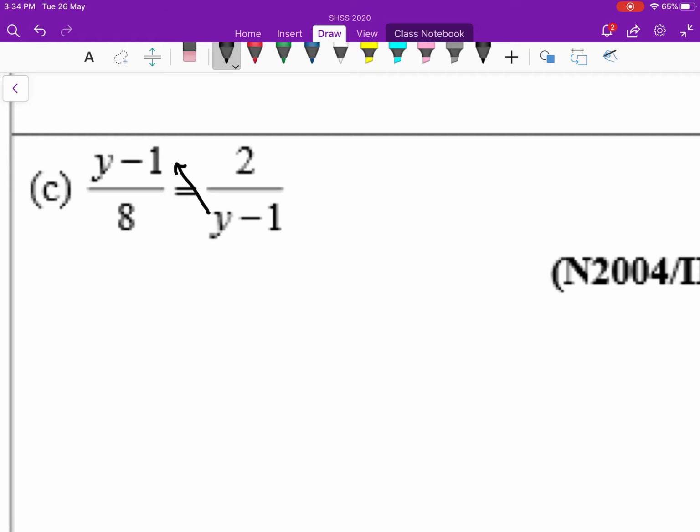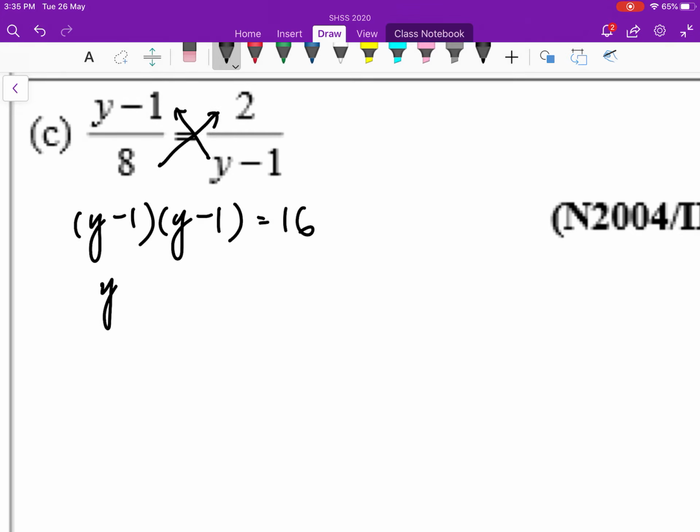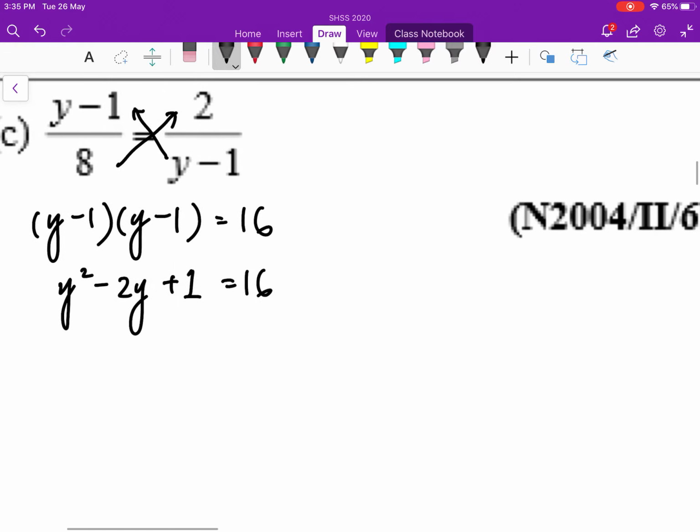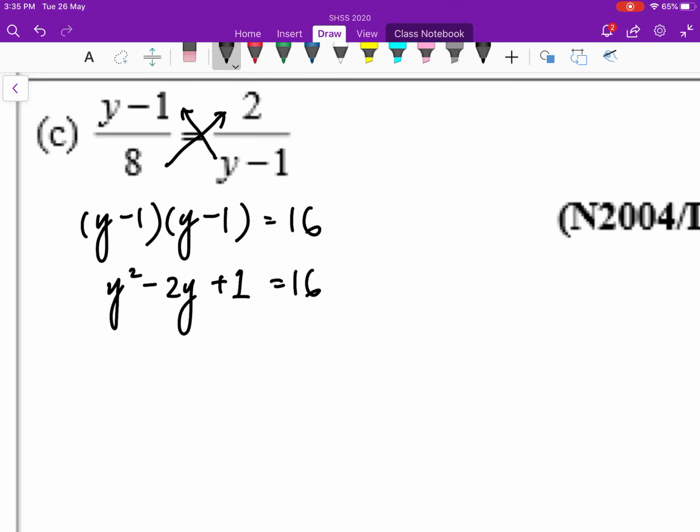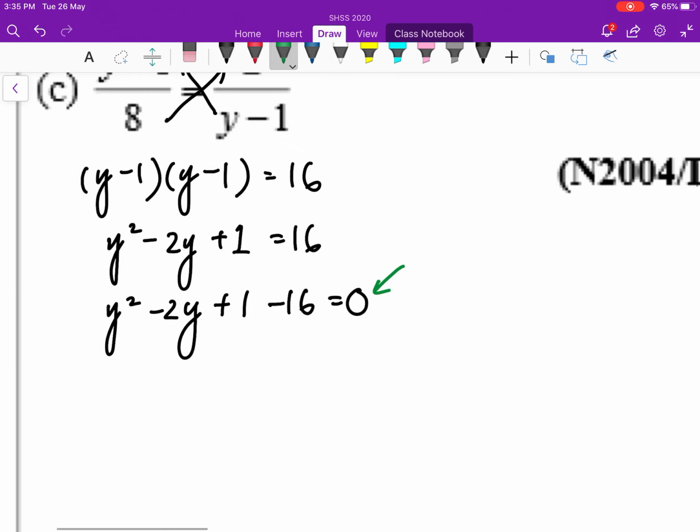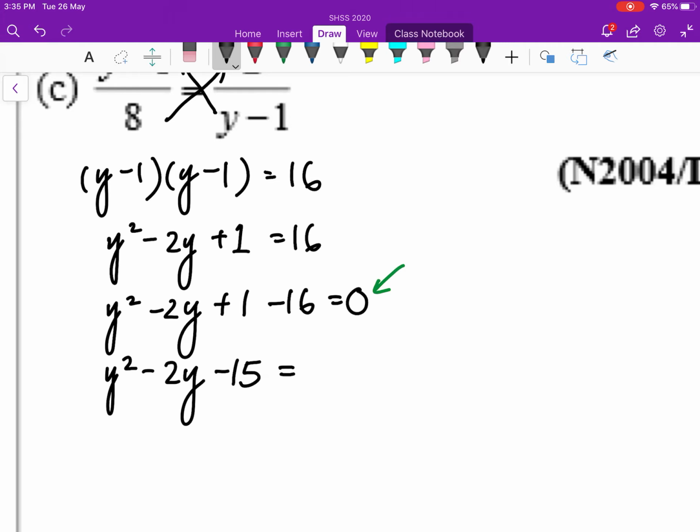Very simple. The first intuitive thing that comes to your mind when you see a fraction equals to fraction is to cross multiply. You have (y minus 1) times (y minus 1) equals 2 times 8, which is 16. Expand, you will get y squared minus 2y plus 1 equals 16. You should be able to expand this by now. Now, bring over the 16, I get y squared minus 2y plus 1 minus 16 equals 0. Remember, I must make it equal to 0, otherwise I cannot solve it. Then I get y squared minus 2y minus 15 equals 0.